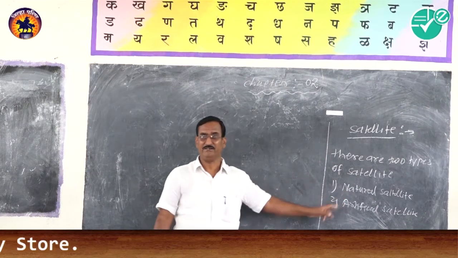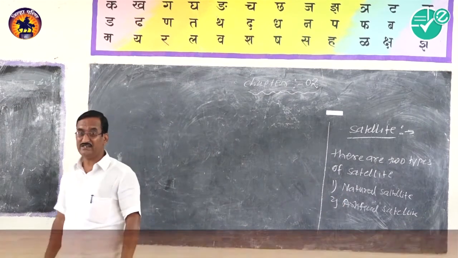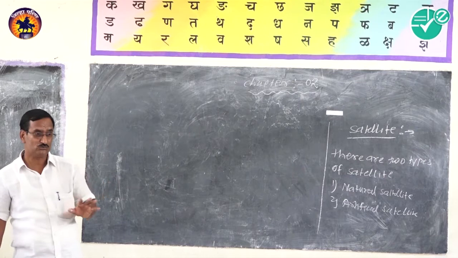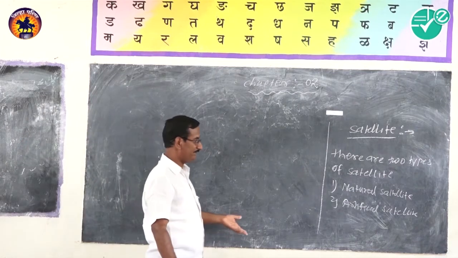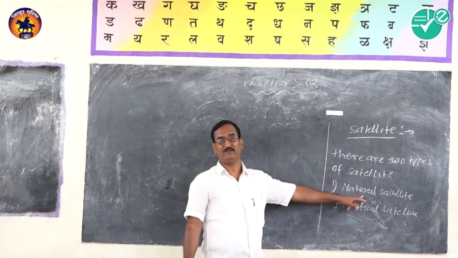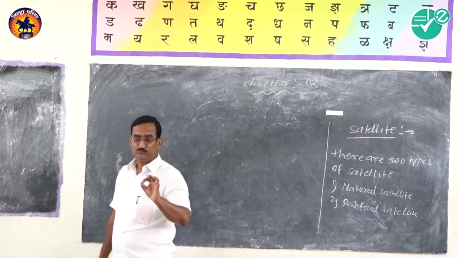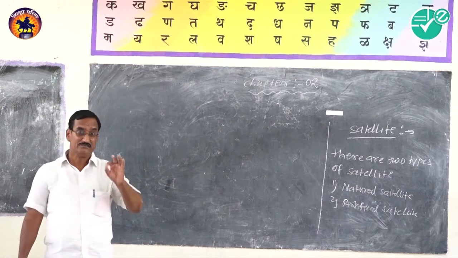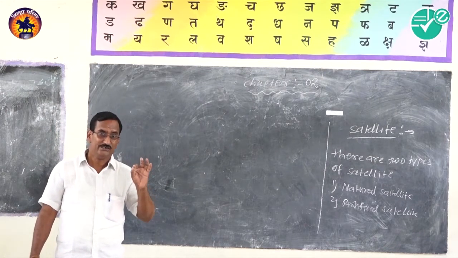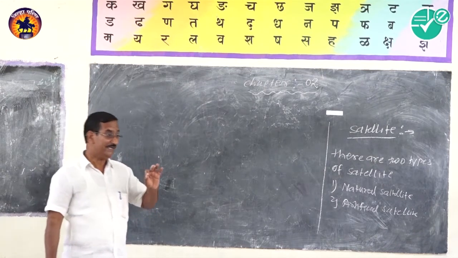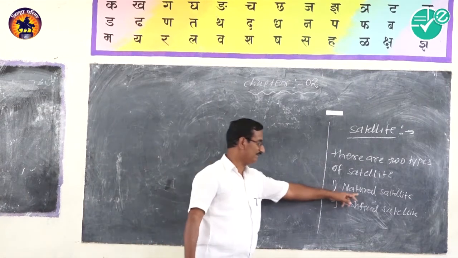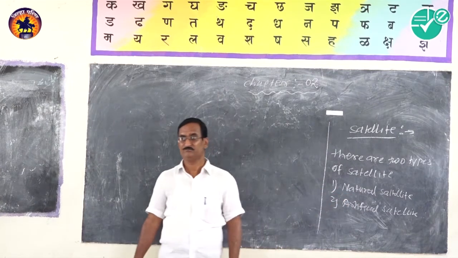All the planets which revolve around the sun are natural satellites of the sun, such as Jupiter, Uranus, Pluto, etc.